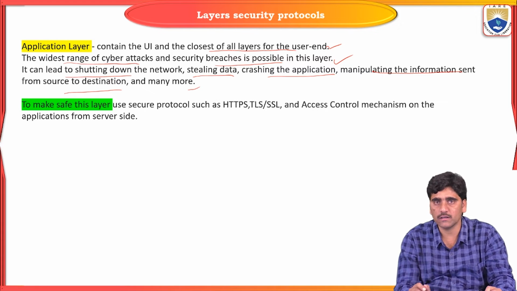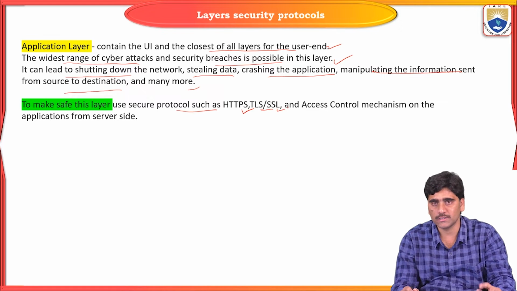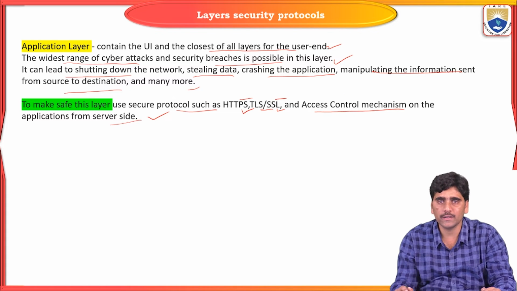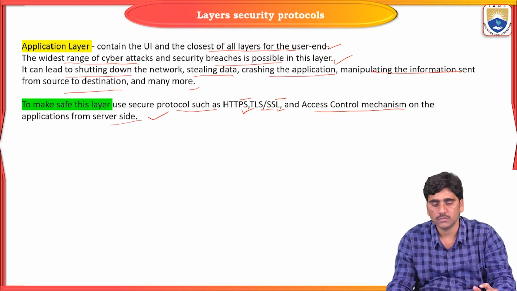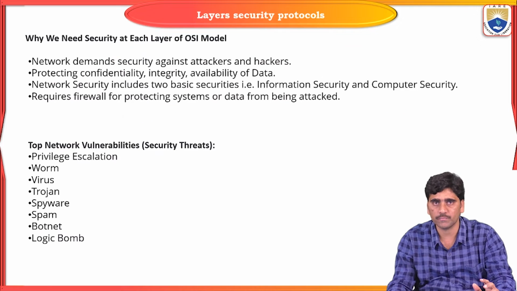To make this layer safe, use secure protocols such as HTTPS, TLS or SSL, and access control mechanisms on the applications from the server side. We have to implement all these protocols and access control mechanisms to make the application layer a safe layer. So these are the different layers that have attack scenarios, as well as how to make the layers safe by providing security or safeguard mechanisms. We are going to make each and every layer safe.